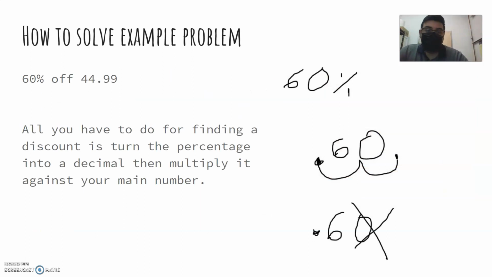To do that, all you have to do for finding a discount is turn the percentage into a decimal. Then you multiply it against your main number. So for 60%, you can take the decimal point after the zero and then move the decimal over, as I do in the example right over here. So it turns into 0.6. You've got to turn it into a decimal because percentages are not whole numbers. They are part of a number. They are less than that. 100 is the whole. You're saying how much it needs to be to get to 100.